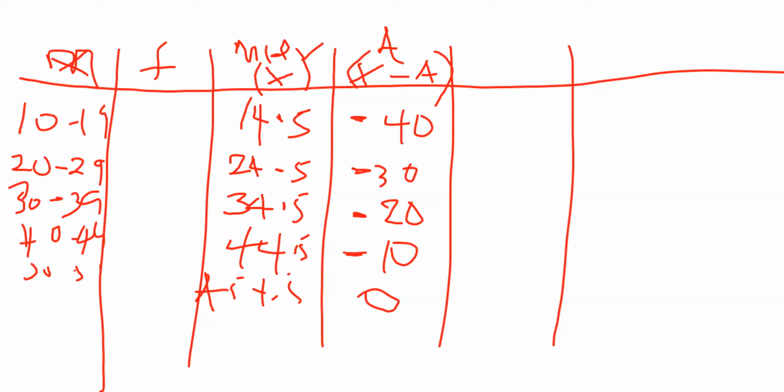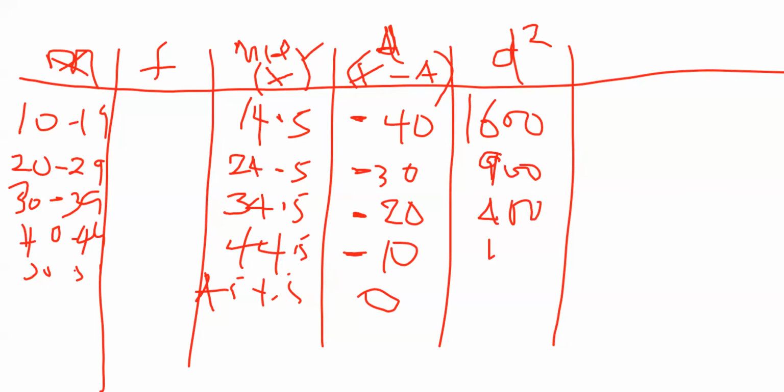The next thing we are going to do is another column, which will be D square. This is our D. That one is our D square. And you know that our D was minus 40. When we start squaring, remember, the minus sign will disappear because minus times minus will always be plus. The next one will be 1,600, 40 times 40; 30 times 30 is 900, this one 400, the next one 100, and this one is 0.